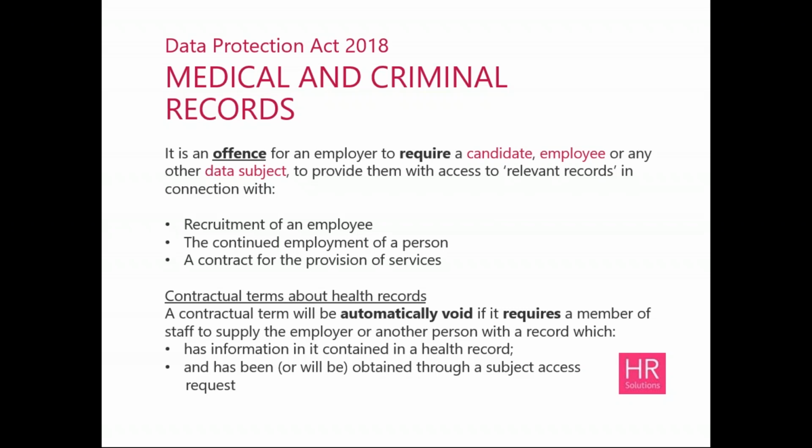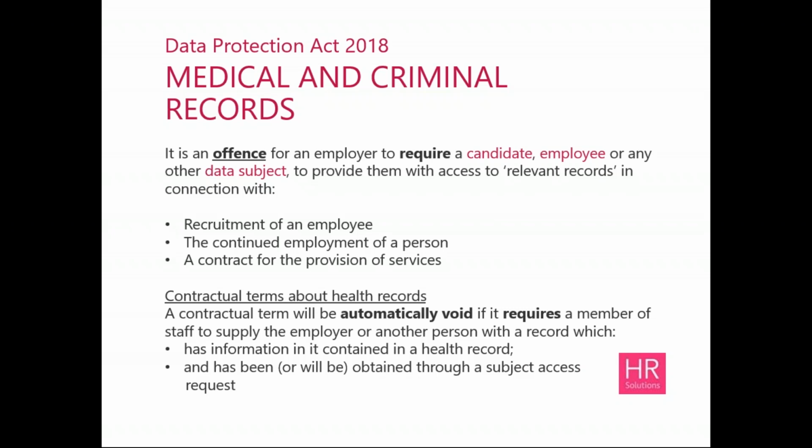Medical and criminal records. The DPA is actually quite clear that it will be an offence for an employer if they required, and that's an important word, required a candidate, an employee, or any other data subject to provide them with access to relevant records. Relevant records are, in effect, medical and criminal records. This applies in connection with recruitment, continued employment, or the contract for the provision of services, so a contractor or a self-employed person. It would be an offence to require somebody to give you that information. It was always the case before that you couldn't force somebody to tell you about any ailments they have, but this now makes it very clear that you must not require somebody to give you that information in respect of these things.